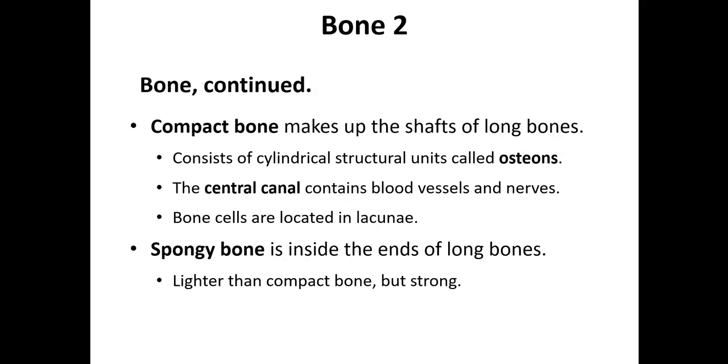The compact bone makes up the shaft of the long bone, and it consists of cylindrical structures called osteons. Rings of hard matrix surround the central canal of the osteon, and bone cells are located in the lacunae between the rings of the matrix. Spongy bone, on the other hand, is made up of bars and bony plates that are much lighter than compact bone. It's mostly designed for strength and support.